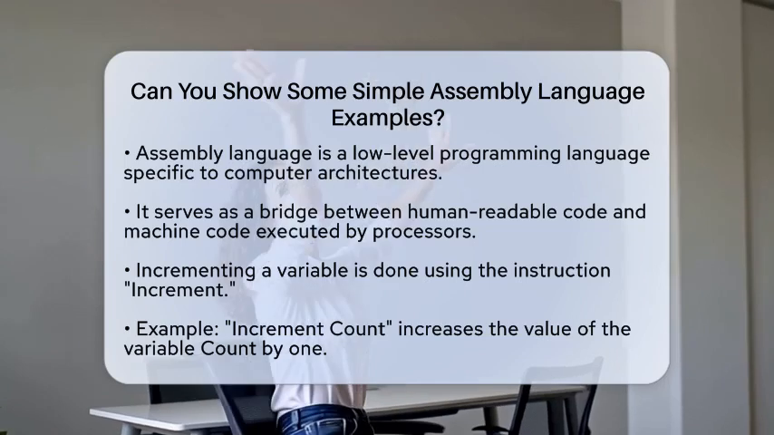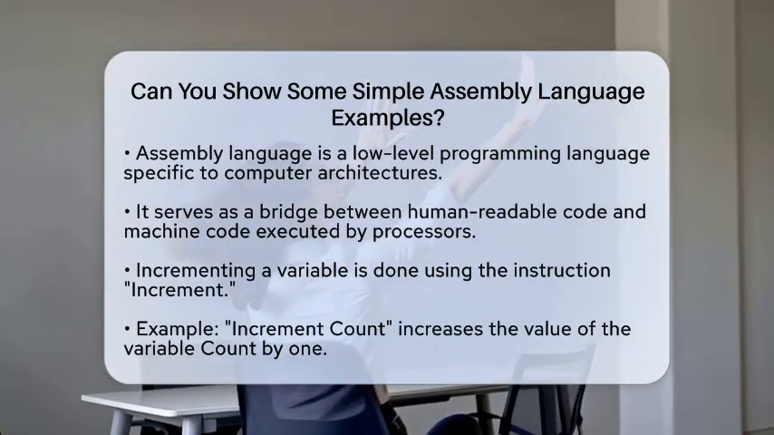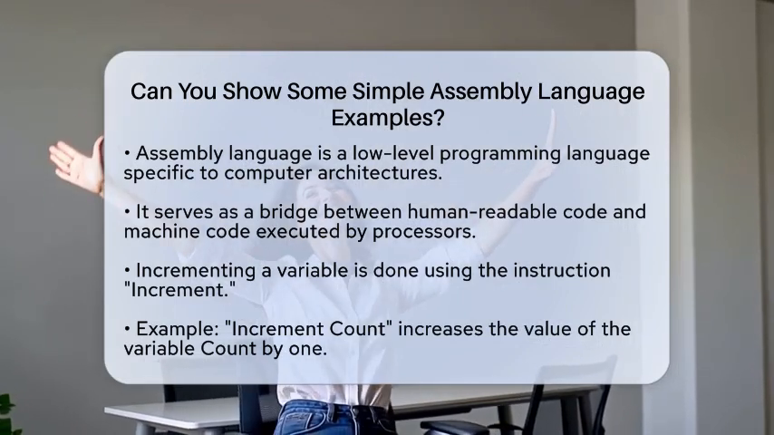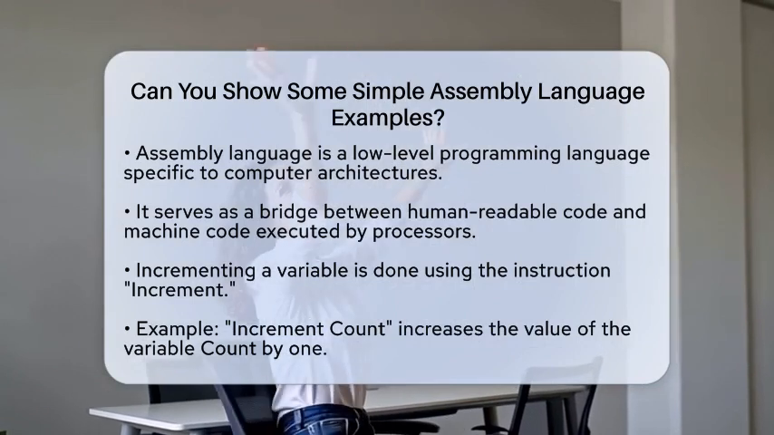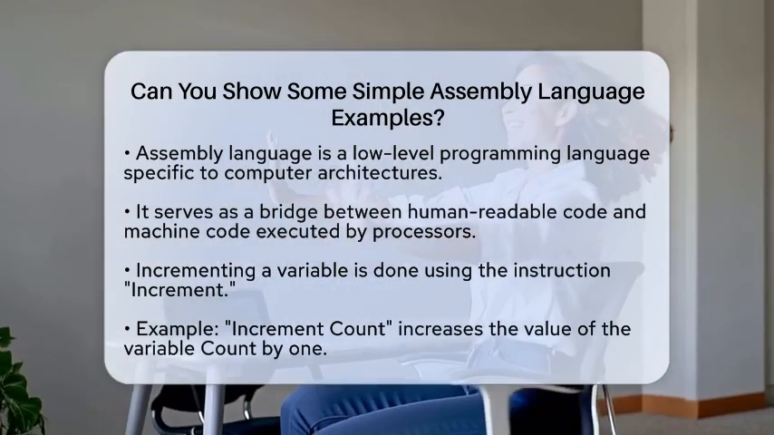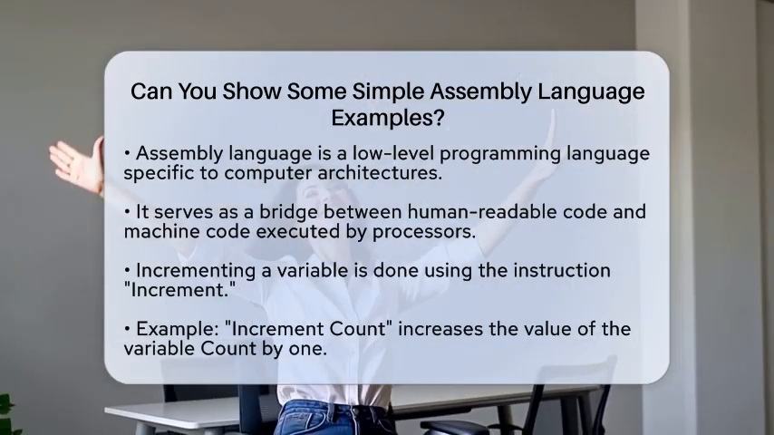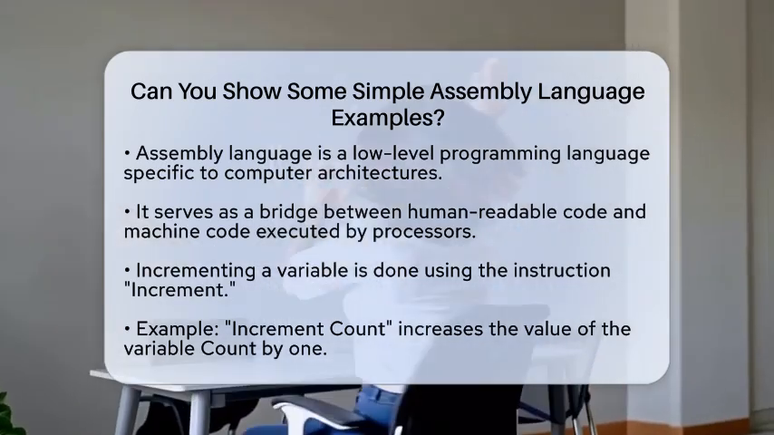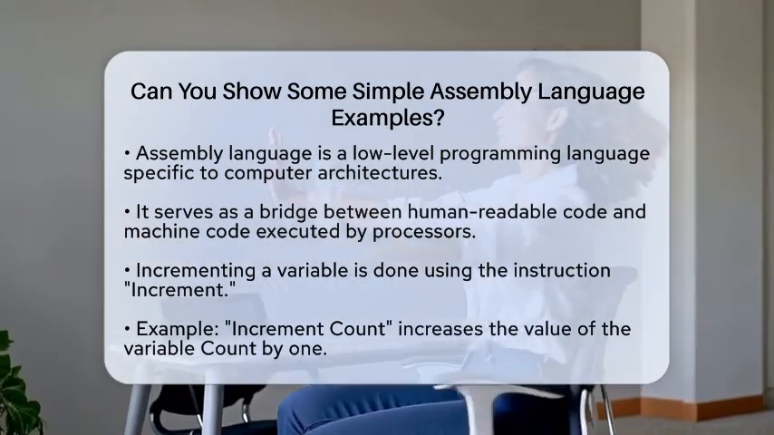Let's jump into some simple examples to see how assembly language works. First up, we have a basic operation, incrementing a variable. In assembly language, you can use the instruction called increment. For instance, if you have a variable named count, you can simply write increment count to increase its value by 1.